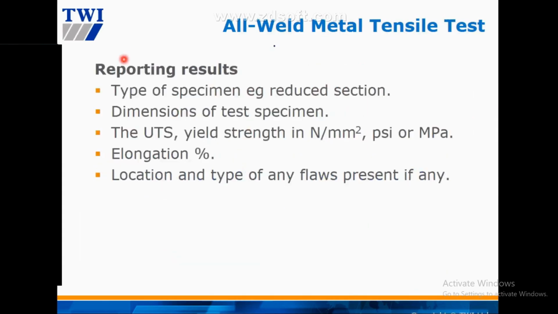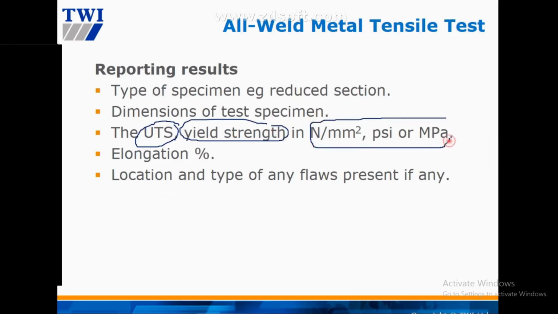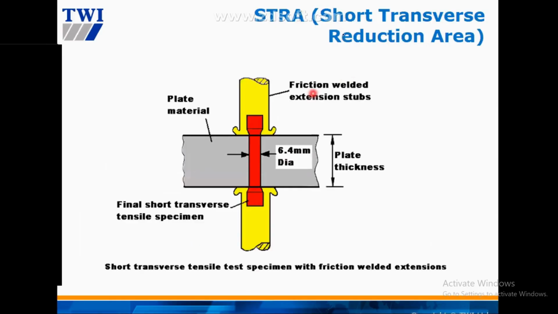All right, remember in our method, they ask for UTS, yield, sharing the same unit, and then elongation percentage. In our method, they ask for 3 results: UTS, yield, and elongation. 3 results, yeah? Okay.